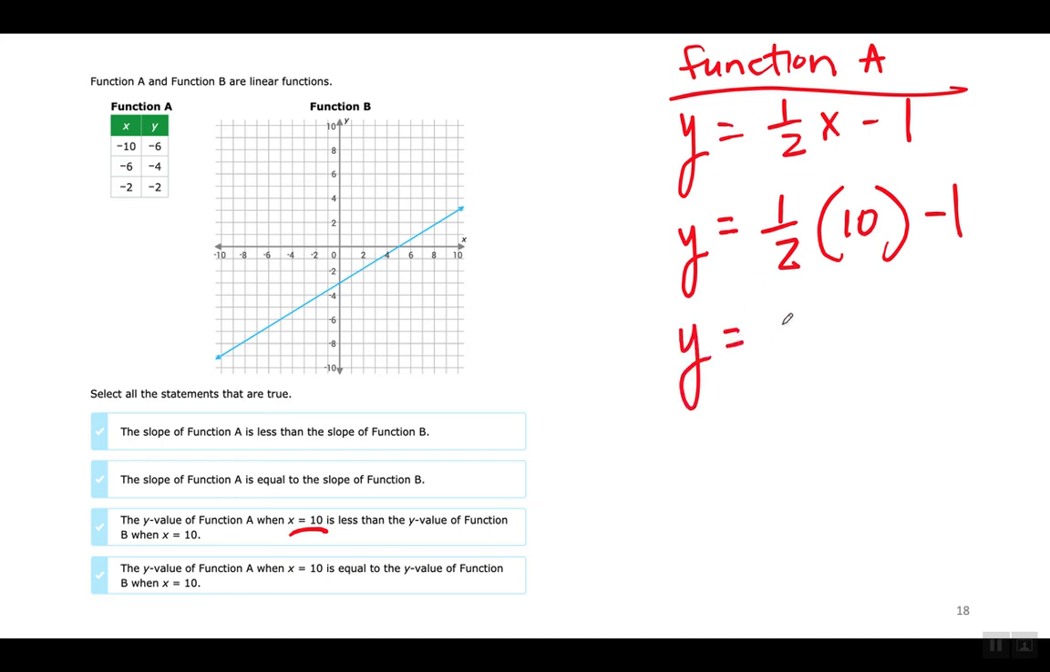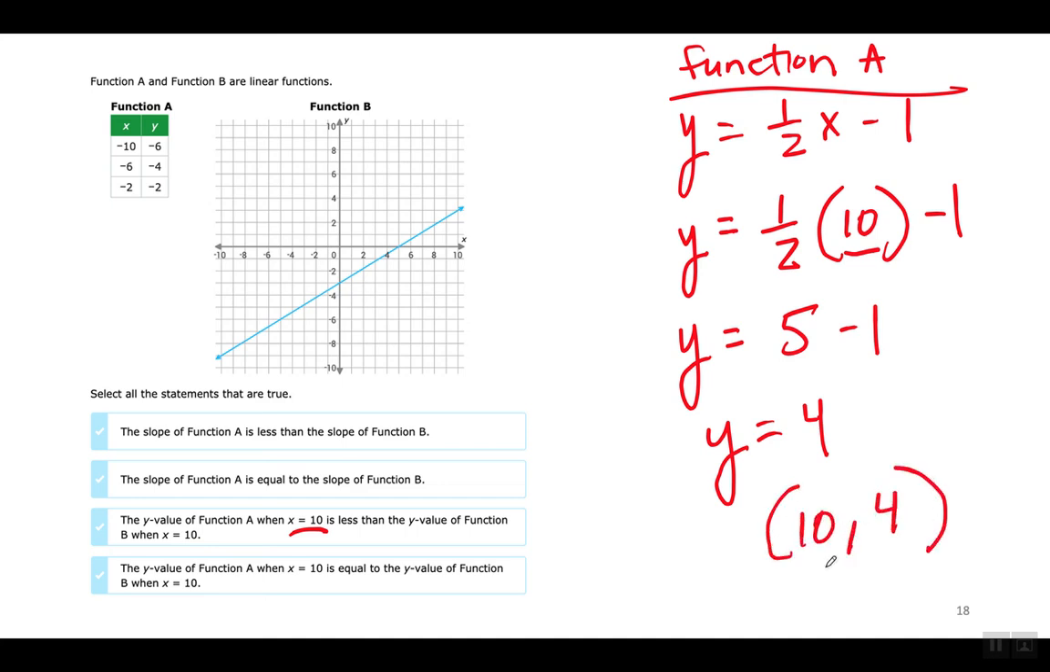La mitad de 10 es 5. And 5 minus 1 equals 4. So in function A, when x equals 10, y equals 4. That's what that means. En la función A, cuando x es 10, y es igual a 4. And in function B, when x equals 10, y equals 3. En la función B, cuando x es 10, y es 3.